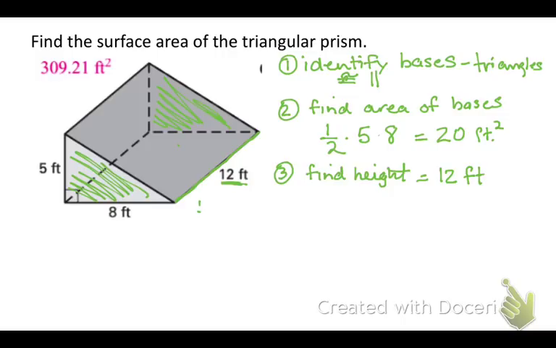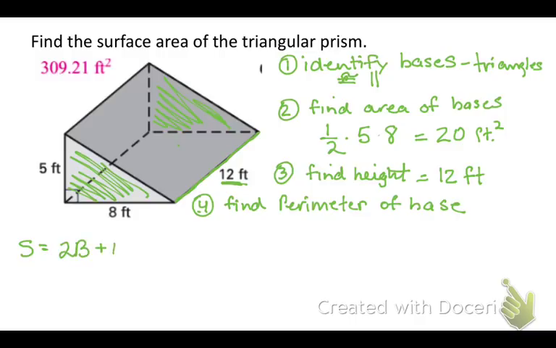Now we have to find the perimeter of the base. Remember, what we're going for is 2 times the area of the base plus the perimeter times the height. We know the area of the base, we know the height. Now we have to find this perimeter, and that's where it gets a little bit tricky, but you know how to do it. In order to find the perimeter of the base, we need to add together these lengths. Remember, with perimeters, we're building a fence around the base.